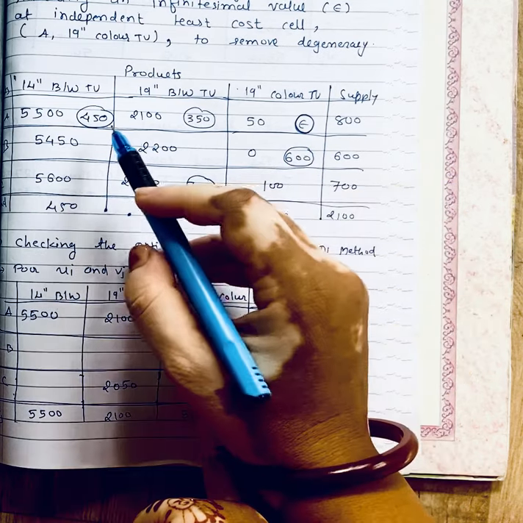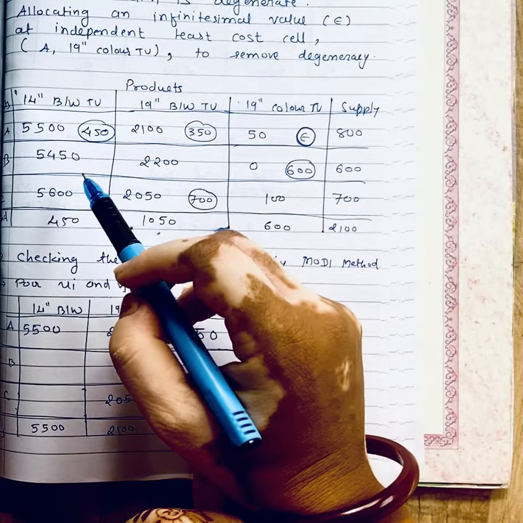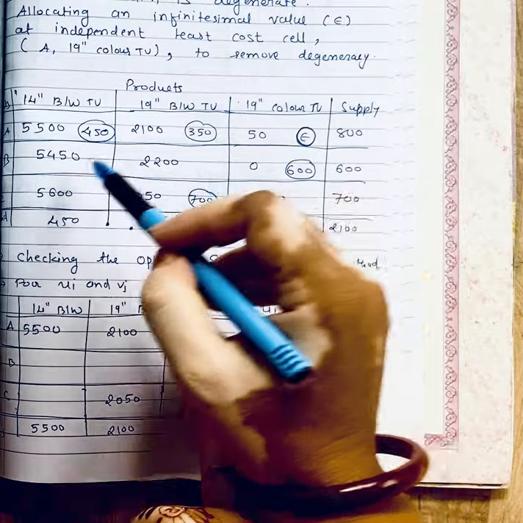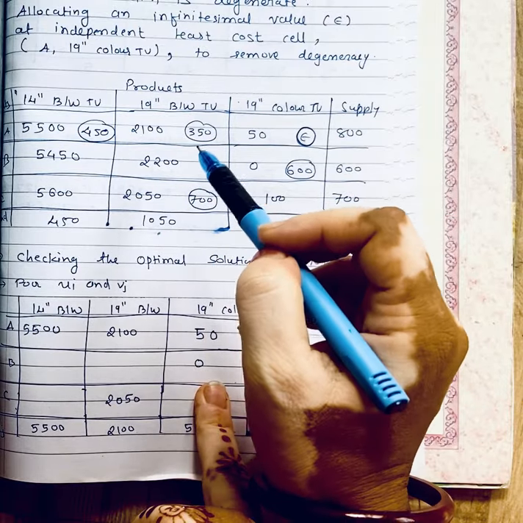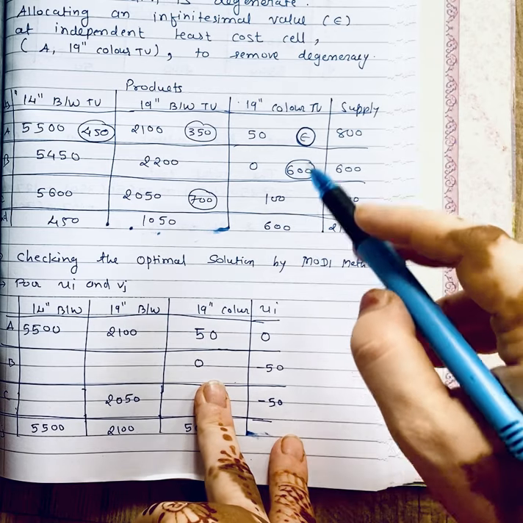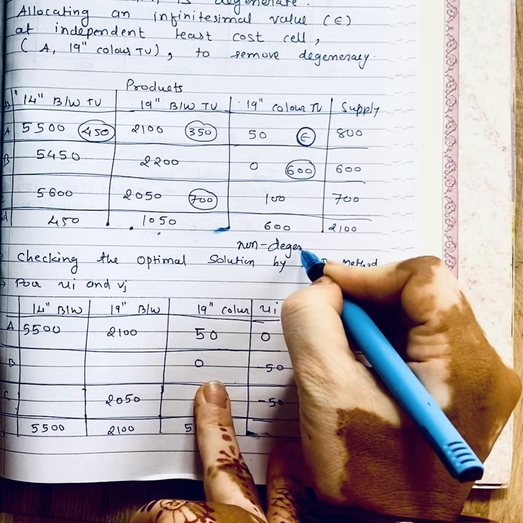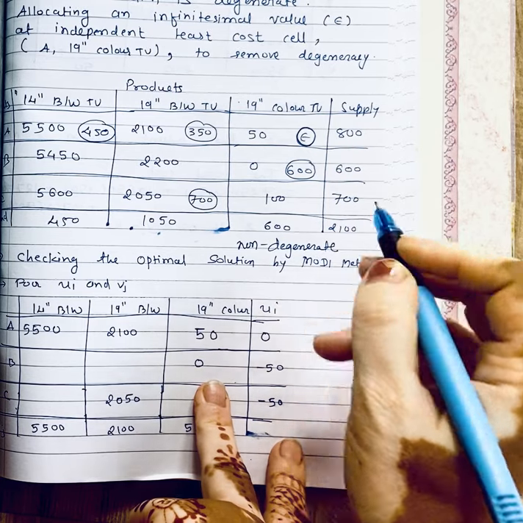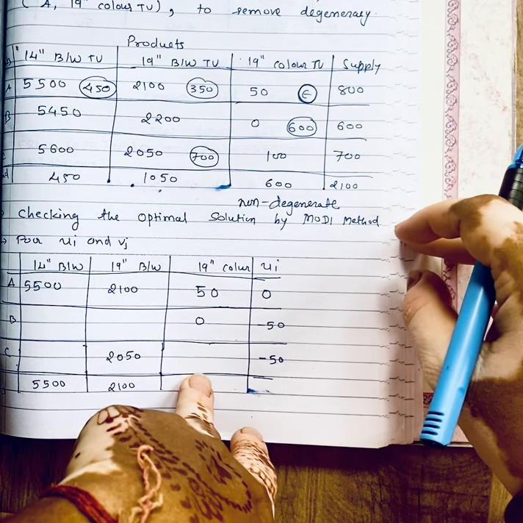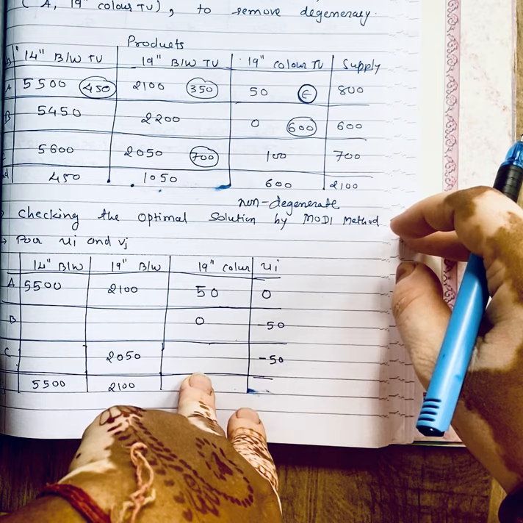Now the number of allocations is 1, 2, 3, 4, 5, and the total m plus n minus 1, where m is 1, 2, 3 and n is 1, 2, 3, minus 1, so 3 plus 3 minus 1 is also 5. So here the solution is non-degenerate. Now we are going for optimality. For optimality we use the MODI method.